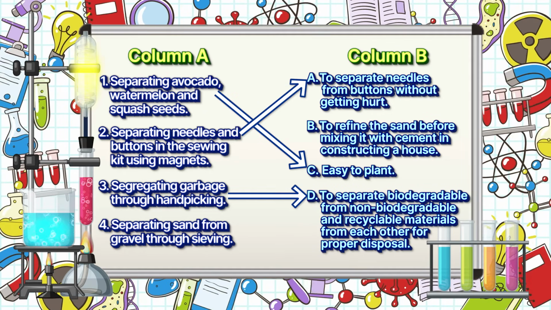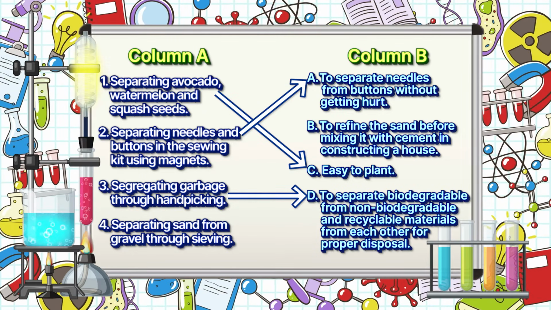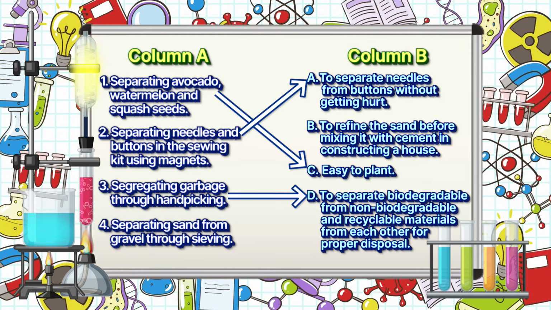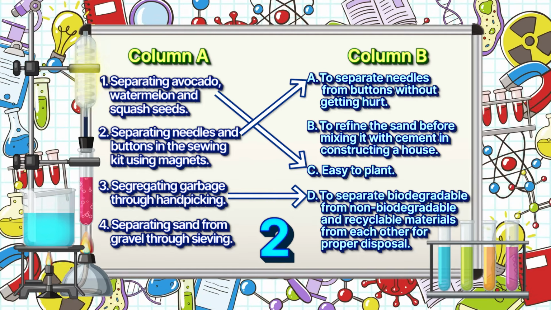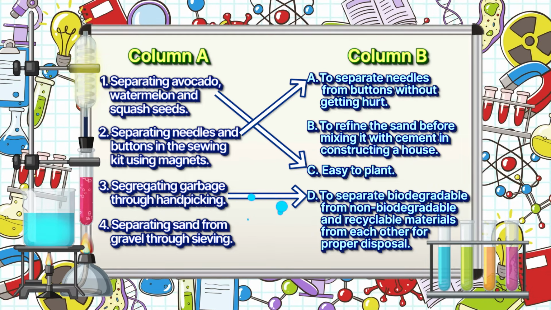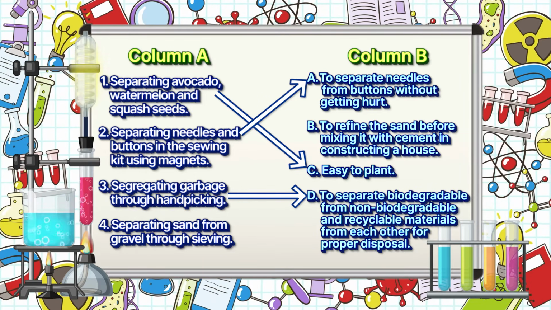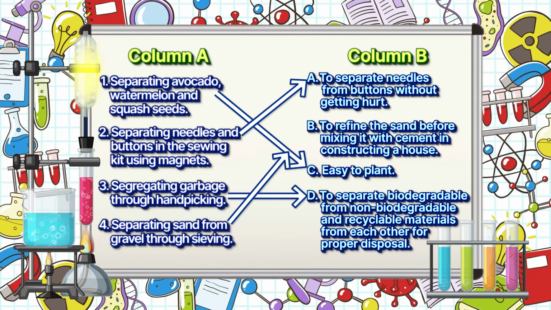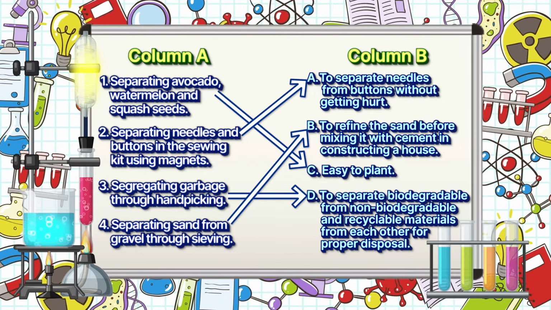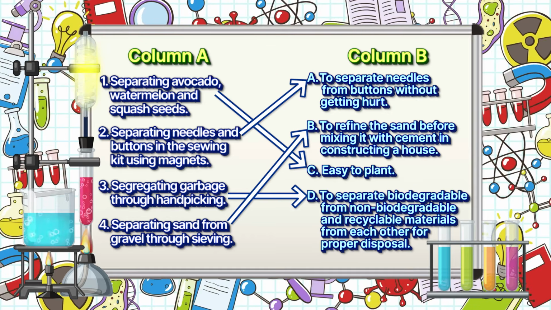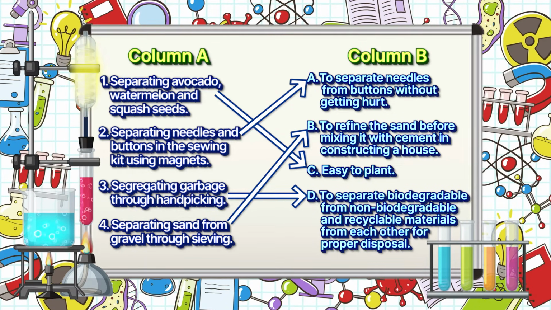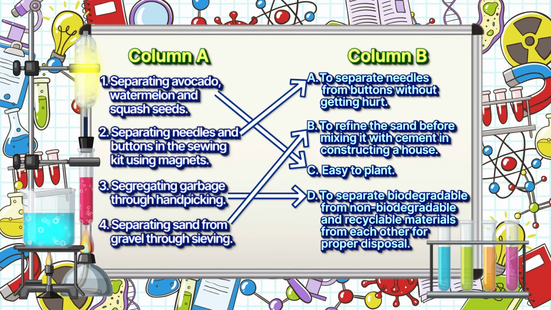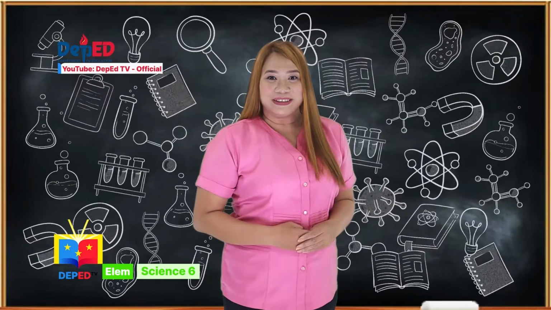Number 4. What is the benefit of separating sand and gravel through sieving? The correct answer is letter B. We need to separate sand from gravel in order to refine the sand before mixing it with cement in constructing a house. Well done, my dear learners!